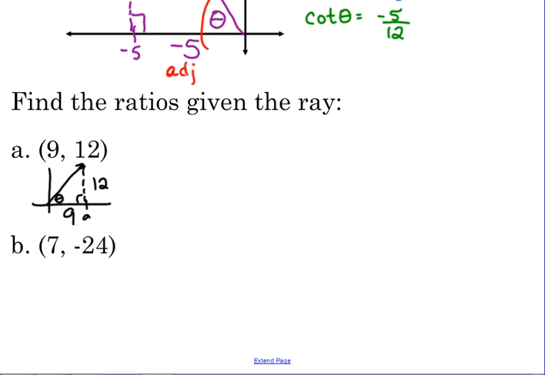This is another special one. 15. This is the 3, 4, 5 triangle, but it's multiplied by 3. 3 times 3 is 9, 4 times 3 is 12, 5 times 3 is 15. Okay, 9, 12, 15. So let's label our sides. 15 is the hypotenuse, 9 is the adjacent, 12 is the opposite.